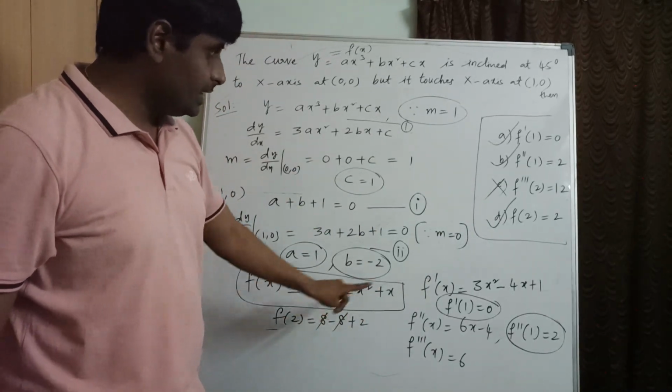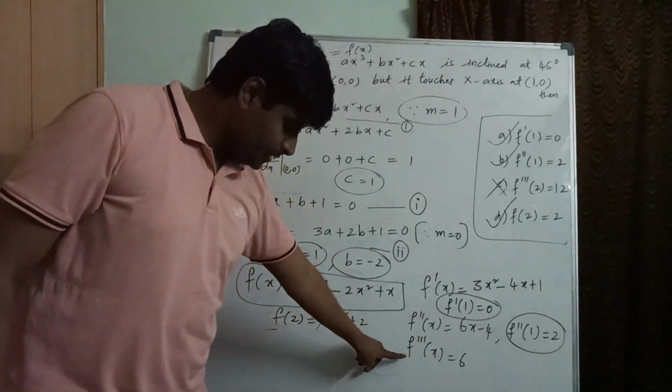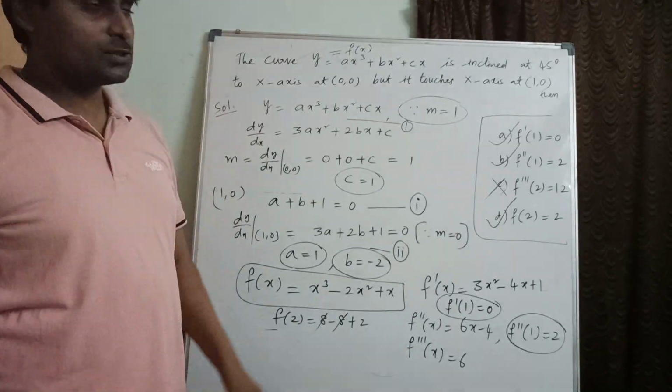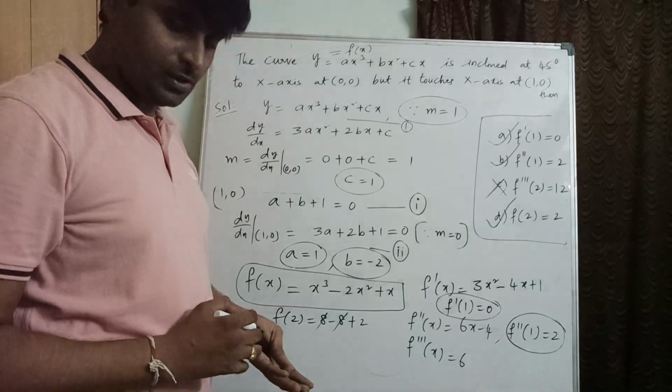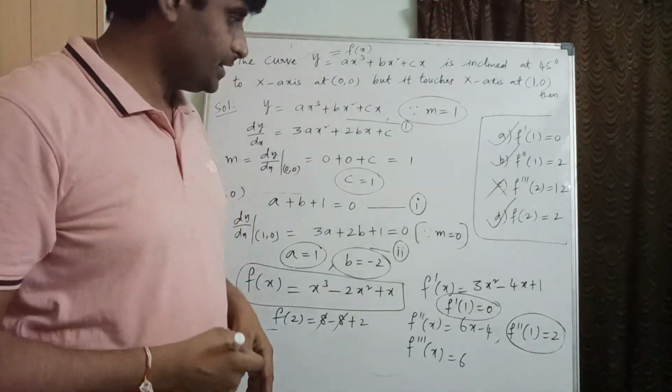After that we'll differentiate this once, then differentiate again, so a third derivative there. Then we are going to verify these options. Verifying these options is very easy once we get the original function. Clear? So hope you have understood. Pause the video. Make a note of it.